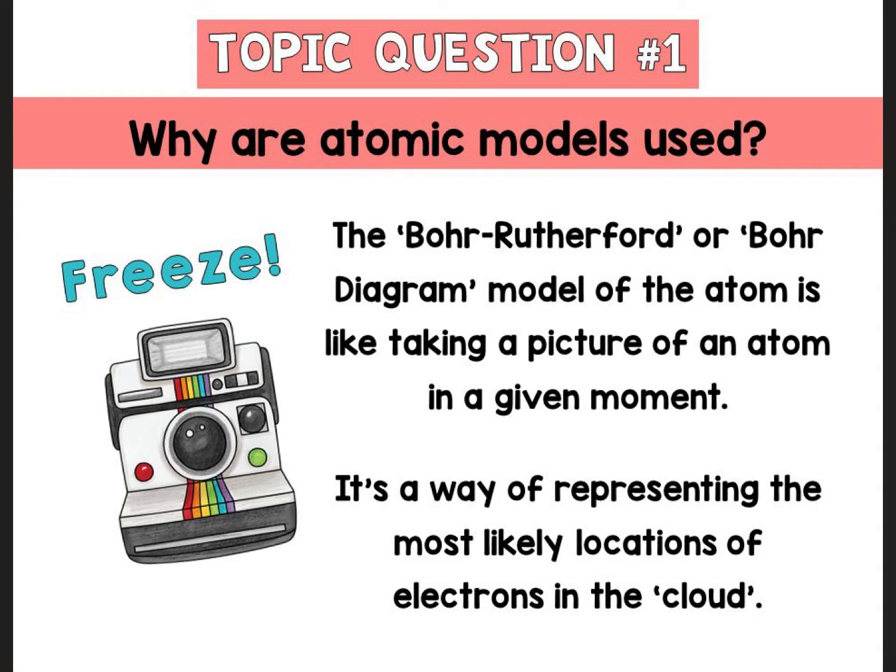Instead, we look at the Bohr-Rutherford or Bohr diagram model of the atom. It's like taking a picture of an atom at a given moment in time. It's a way to represent the most likely location of the electrons in the cloud. Remember, the electron cloud is where you find electrons. It's outside of the nucleus.